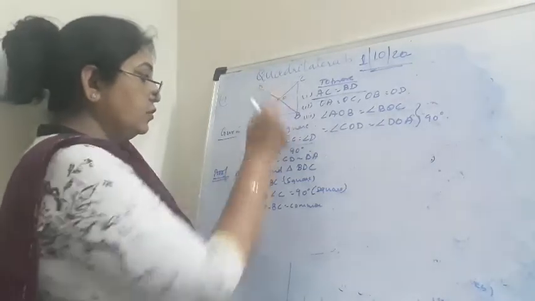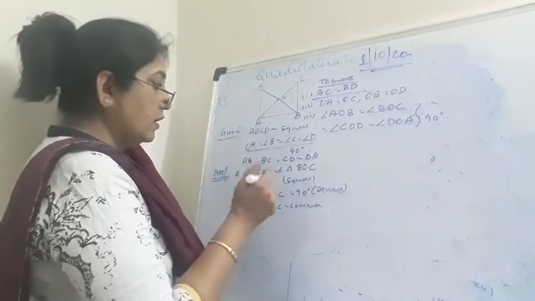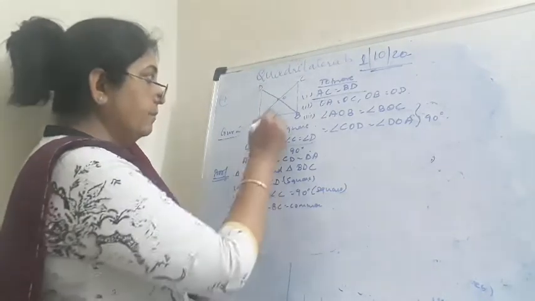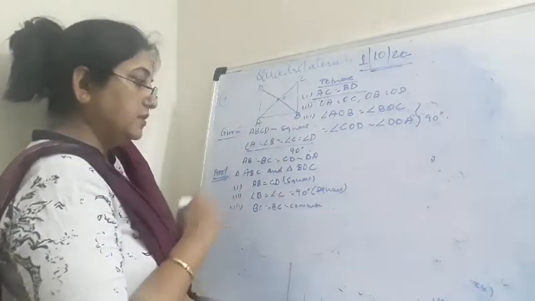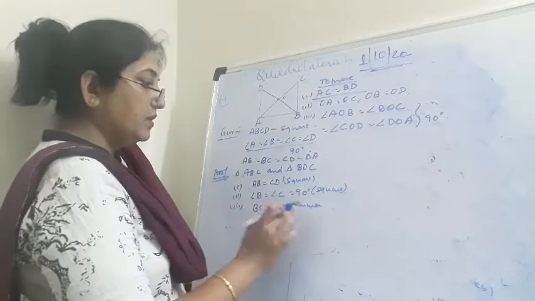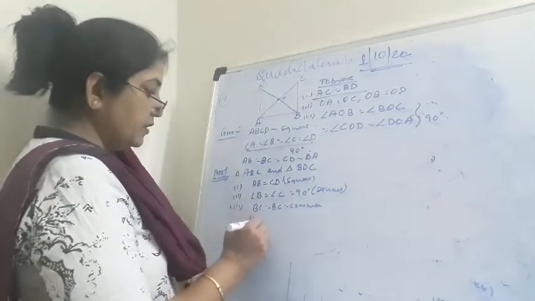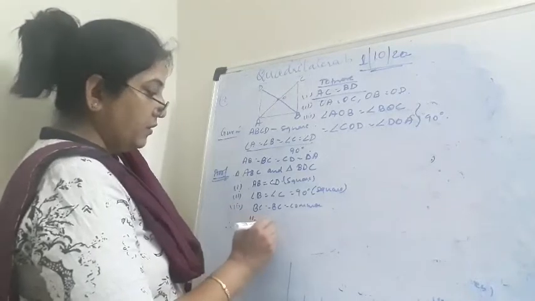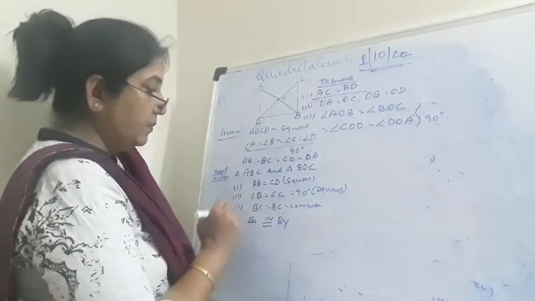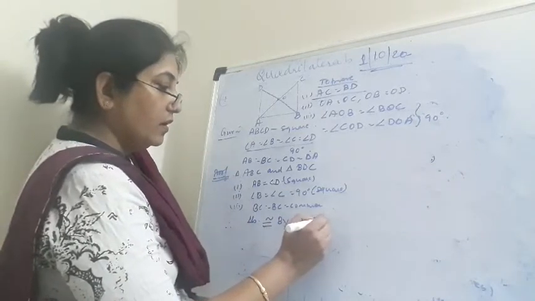AB is equal to CD. Okay, one minute, this I will change. AB is equal to CD, opposite sides of the square, which means the sides are equal. Angle B is equal to angle C, 90 degrees, and BC is equal to BC, common. We cannot take BC twice. So therefore the triangles are congruent by which rule? Side, angle, side. That means the SAS rule.